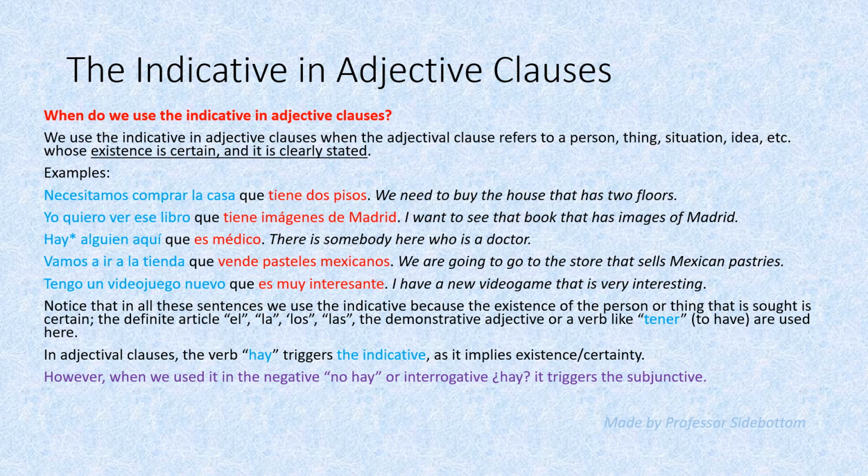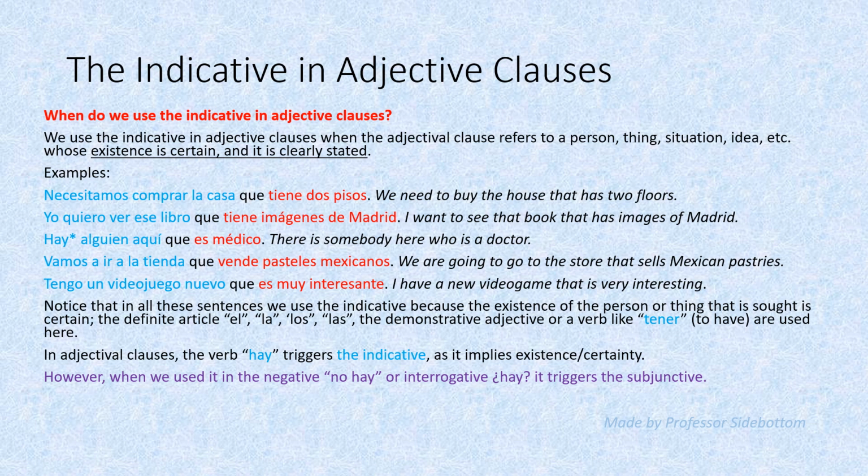As in the example, necesitamos comprar la casa que tiene 2 pisos. We need to buy the house that has 2 floors. When I say the house, I imply that we know which house. The same thing, I want to see, yo quiero ver ese libro que tiene imágenes de Madrid. I want to see that book. I know for sure which book. And it's the same in the case of the verb tener. Tengo un videojuego nuevo. I have a new video game. Of course, because I have it, I know it exists.